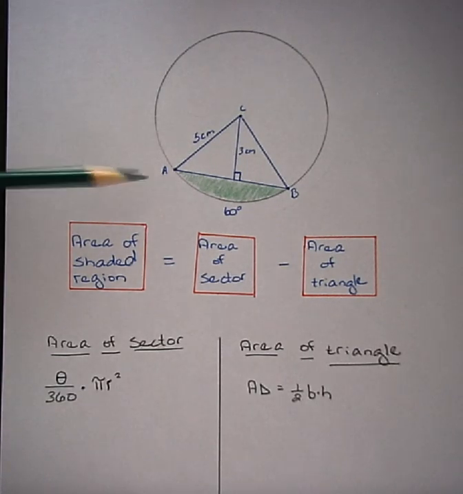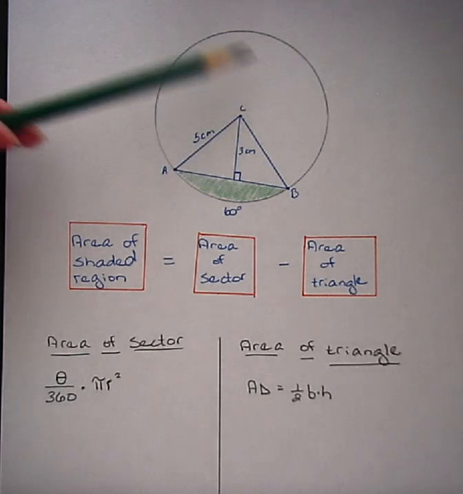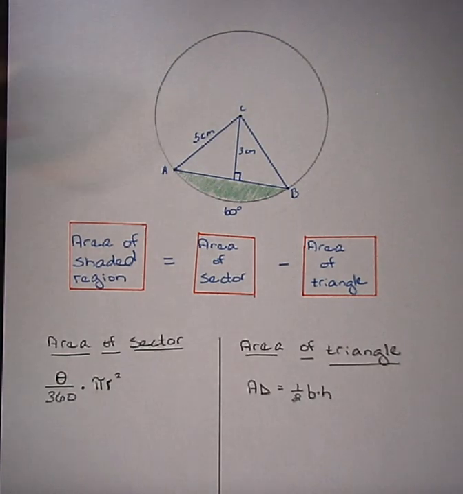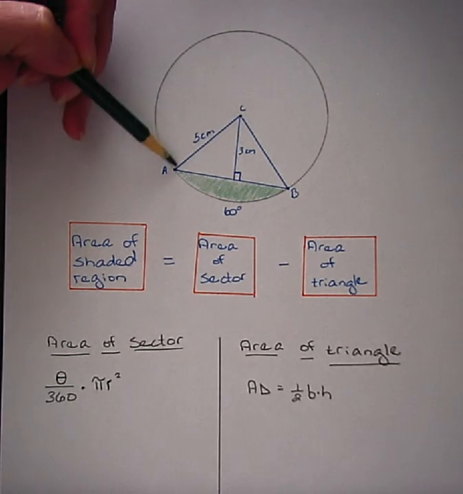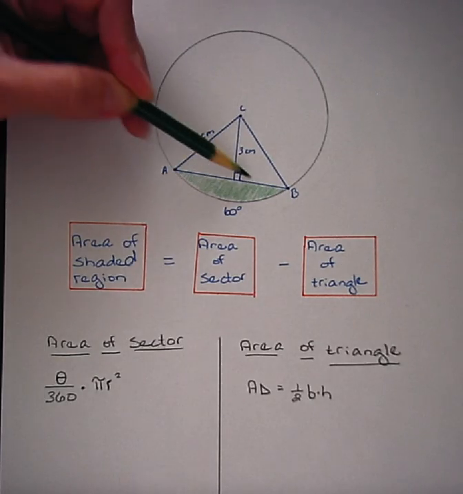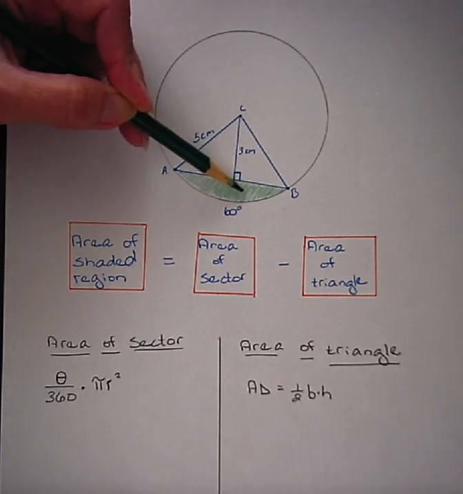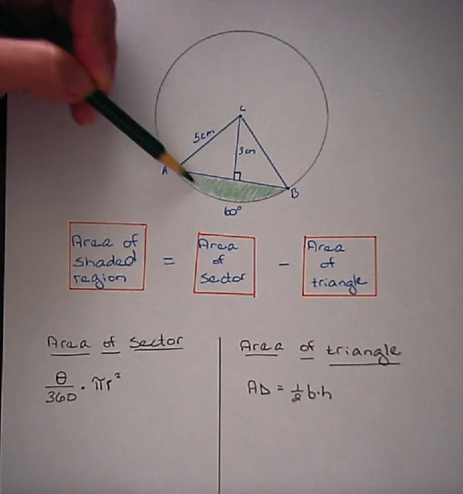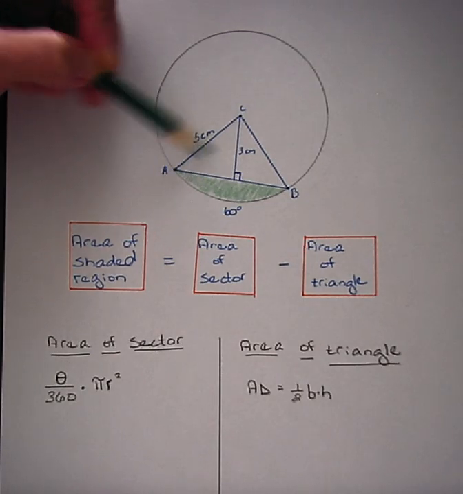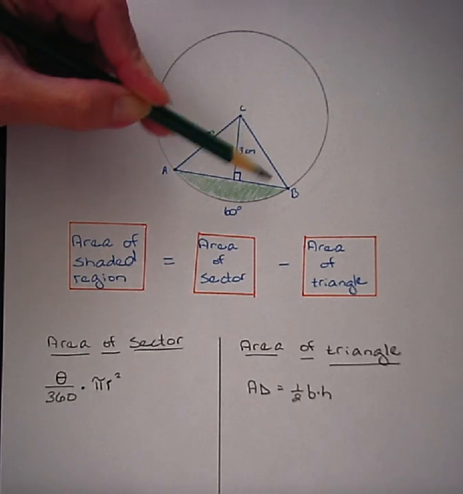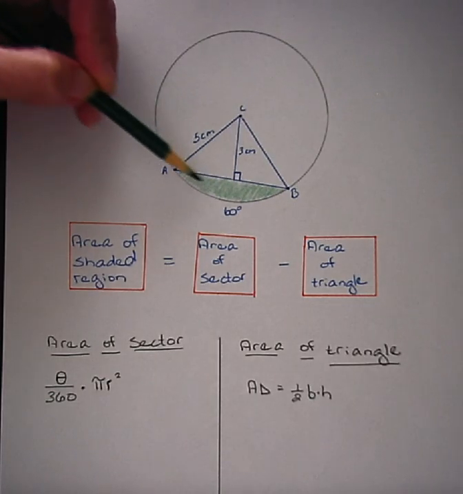So look at this diagram. I have a circle, and my circle has a radius of 5, but it has this triangle in here, and the only area I want to find is the area that's shaded. So I don't want to find the area of the triangle. I want to find the area of just the shaded portion.